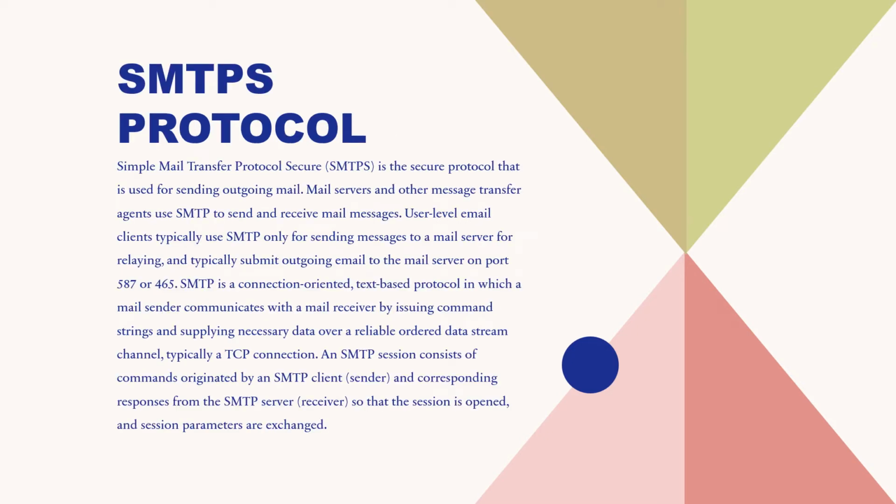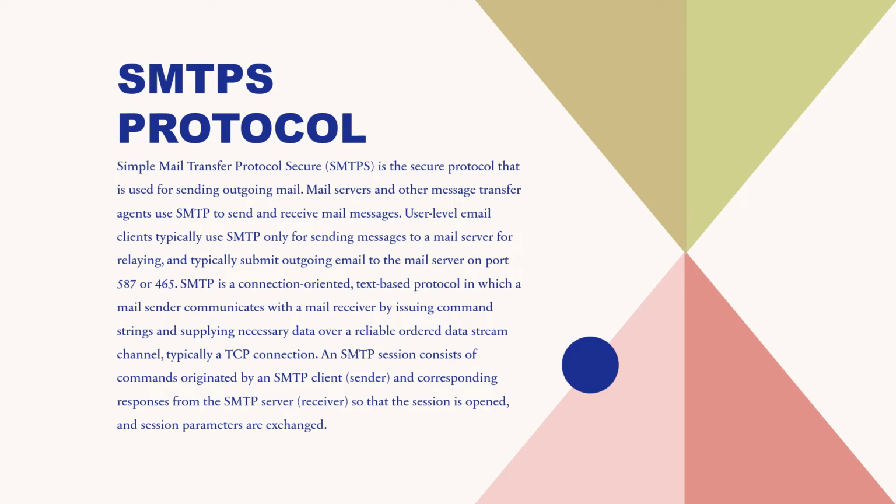Okay, so now we're going to go over the SMTPS protocol. Simple Mail Transfer Protocol Secured is what SMTPS stands for, and it is a secure protocol that is used for sending outgoing mail. Mail servers and other mail message transfer agents, or MTAs, use SMTP to send and receive mail messages. User level email clients typically use SMTP only for sending messages to a mail server for relaying, and typically submit outgoing emails to a mail server on port 587 or 465.